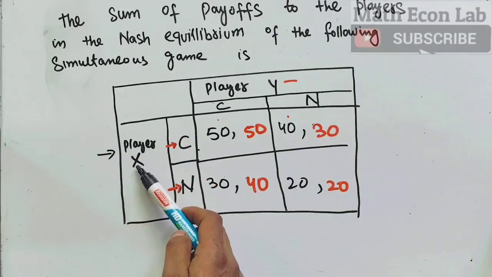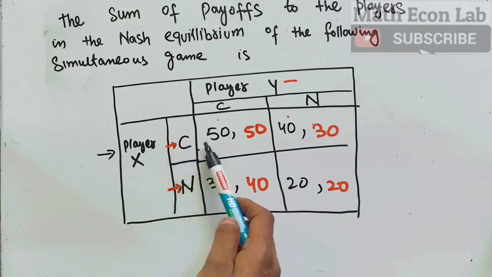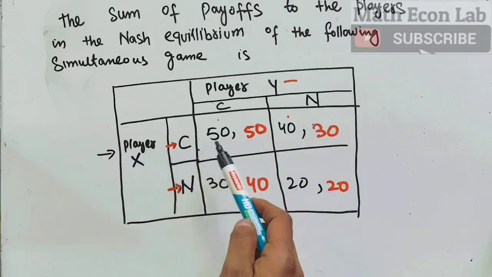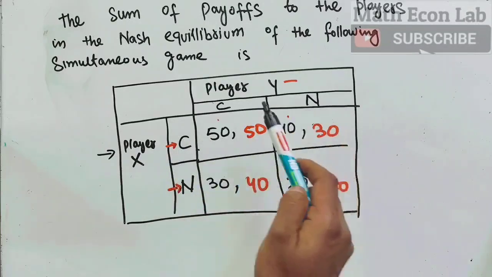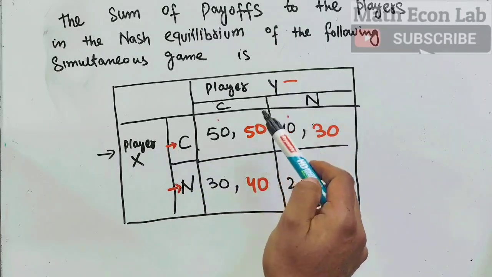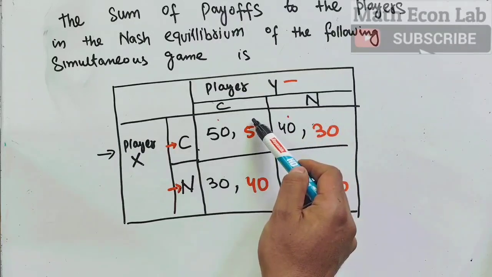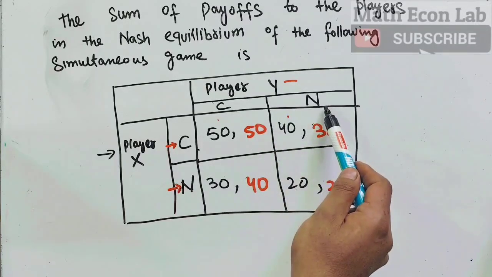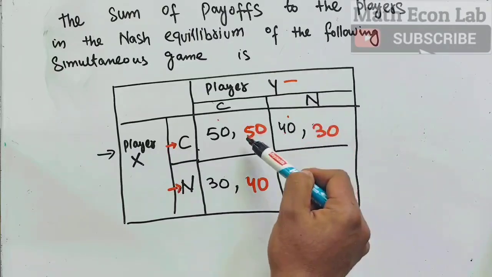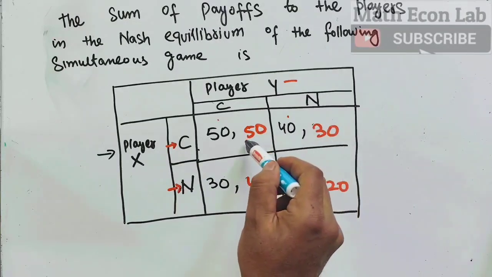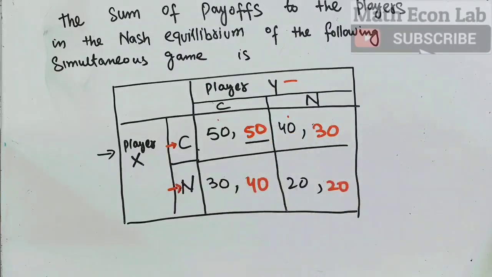So let us suppose player X cooperates. When player X cooperates, player Y has two choices, either to cooperate or not to cooperate. Cooperate gives him 50 as payoff, not to cooperate gives him 30 as payoff. Obviously 50 is greater than 30, so let us underline this.